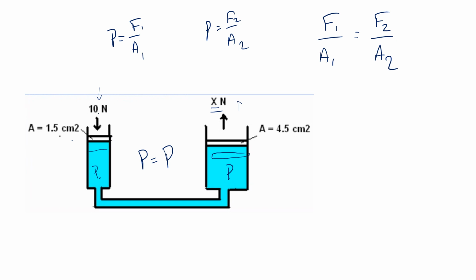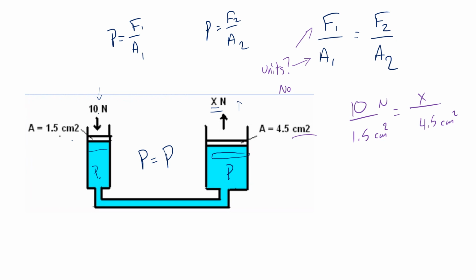Whenever you have a ratio like this, the units don't matter as long as they're consistent. So we can just use centimeters, and on the top we could use pounds if you wanted, or whatever unholy unit you can think of for force. So let's set it up here. We have 10 newtons on the top divided by 1.5 centimeters squared on the bottom, and that's going to equal X on the top divided by 4.5 centimeters squared on the bottom.